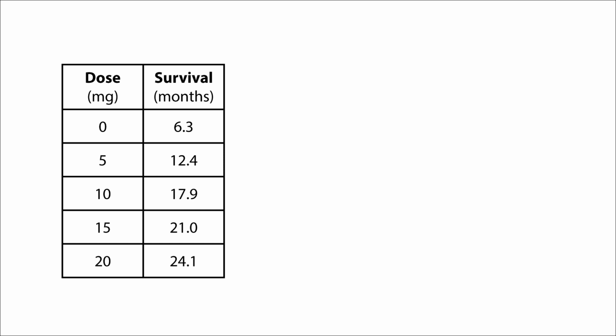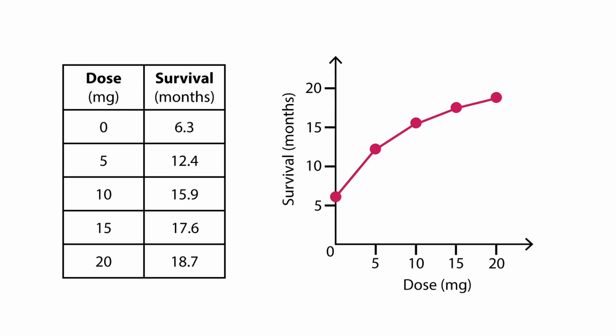You should be able to see that each time the dose is increased, the average survival time of the patients increases. However, it can be a little harder to determine more complicated relationships by just looking at numbers written in a table. Here is the same data shown on a graph. Now it's a little bit more obvious to us that the amount that survival is increasing is getting smaller and smaller each time you increase the dose.